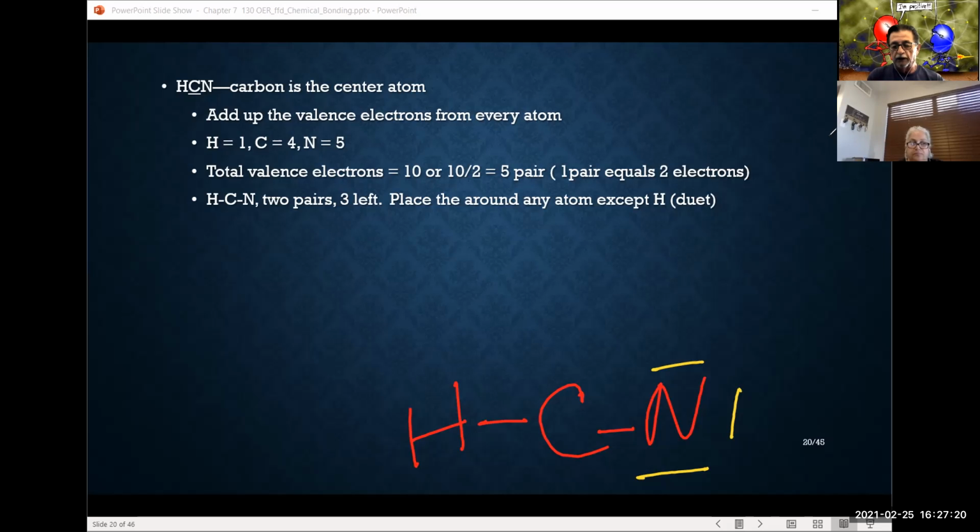Now we check the octet, making sure everybody's happy. We can see that nitrogen has 8 electrons around it. 3 pairs are not bonded. One pair is bonded. Okay, so there's a total of 8 electrons around it. Carbon only has 2 pair. So it's shy by 4 electrons, correct?